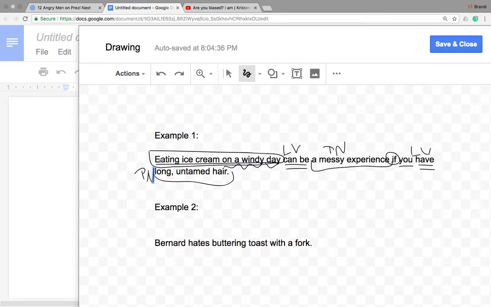All right. So eating ice cream on a windy day can be a messy experience. That clause can stand on its own, so it's an independent clause. Because this is a Woobus word, we keep it in. If you have long untamed hair is a dependent clause. So an independent clause plus a dependent clause is a complex sentence.